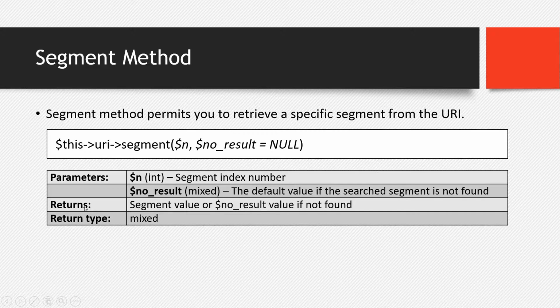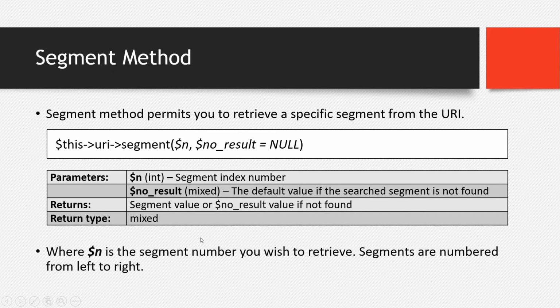Okay, so basically the return will be the segment value or the default value that we're going to specify in the second parameter. Then basically the return type will be mixed just because it can be an integer, it can be a null, it can be a boolean, it can be a string. Okay, so where n is the segment number you wish to retrieve, segments are numbered from left to right.